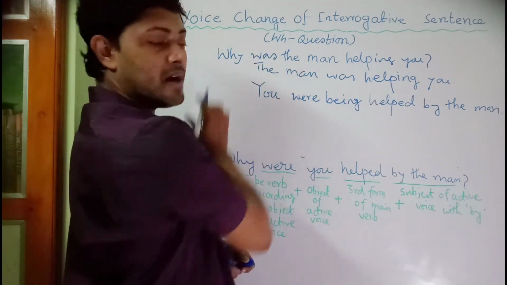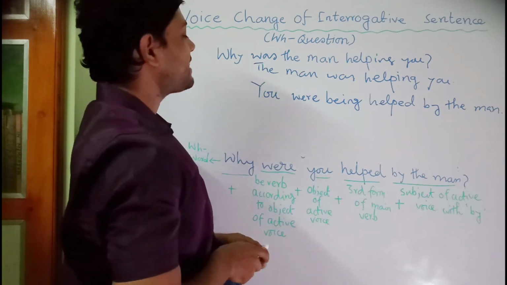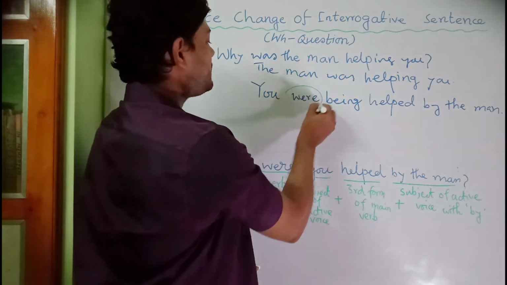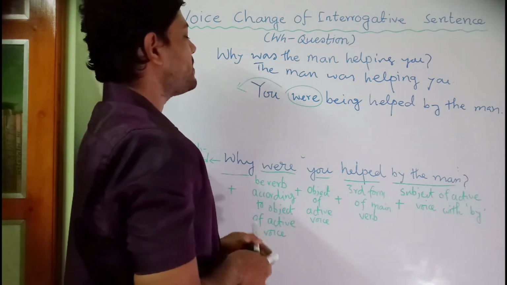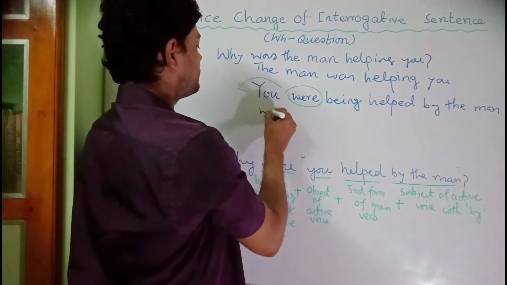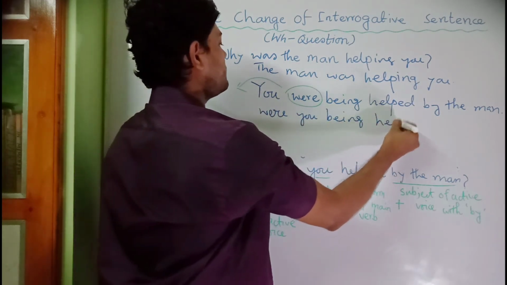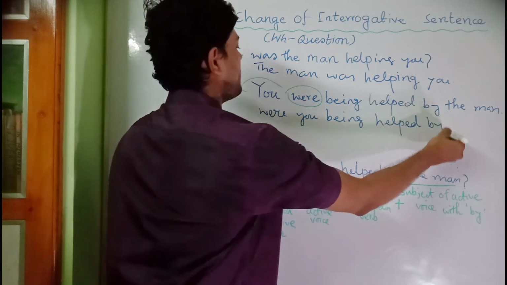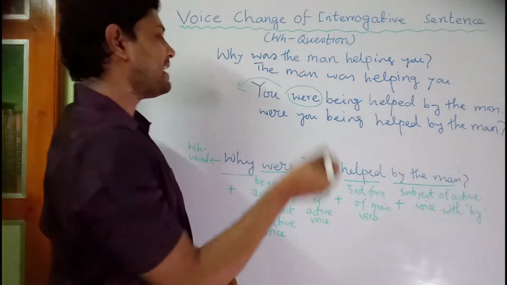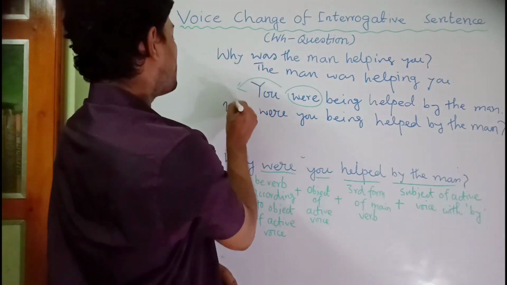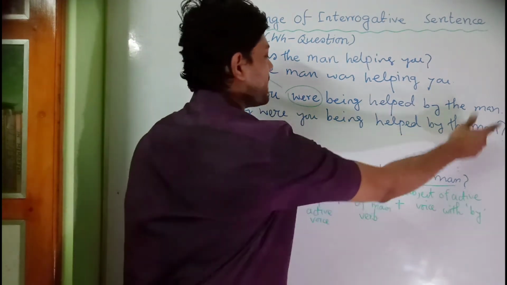Now we have to change it into a yes no question. So we have to take the be verb out at the beginning. So the question will become, were you being helped by the man? Question mark, and at the end we have to put the WH word at the beginning. So the answer is, why were you being helped by the man?